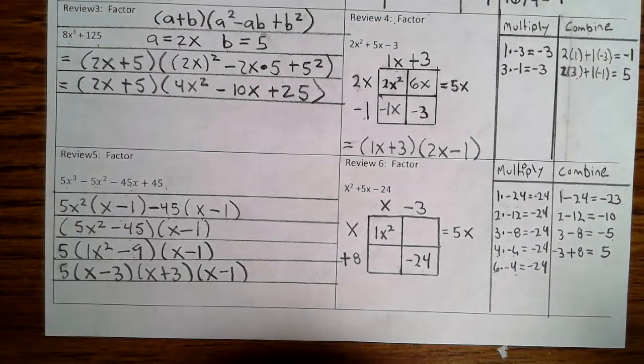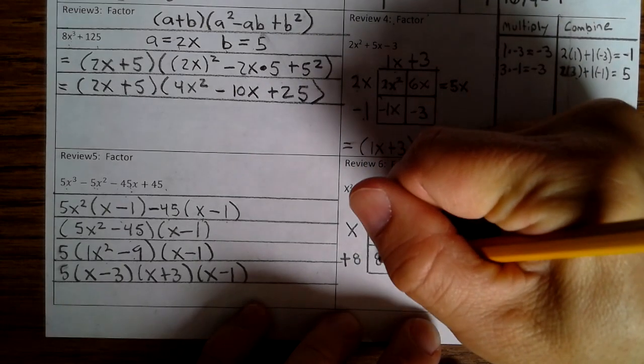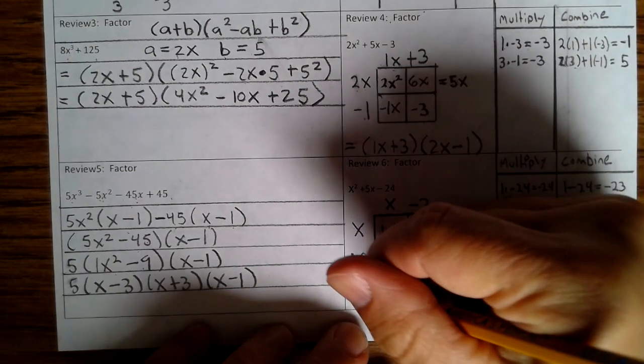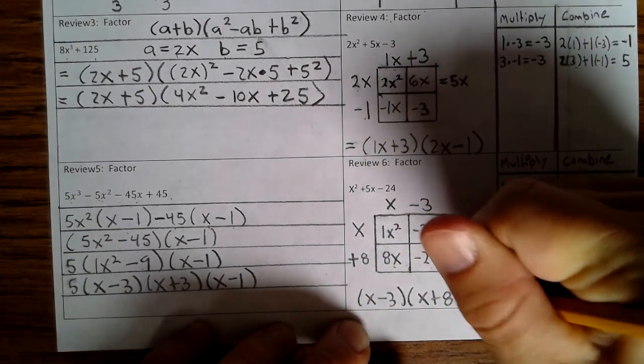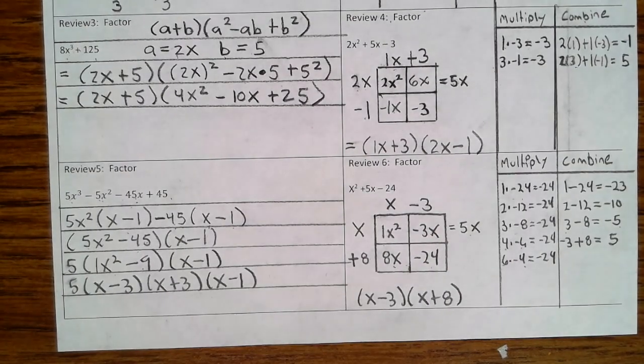Okay? So then x times negative 3 is negative 3x. 8 times x is 8x. 8x minus 3x is 5x. This works, so the factors are x minus 3 times x plus 8. Okay? Now, at this point in the video, you might want to pause it, take a break, because we're going to turn the page and now get into the examples.